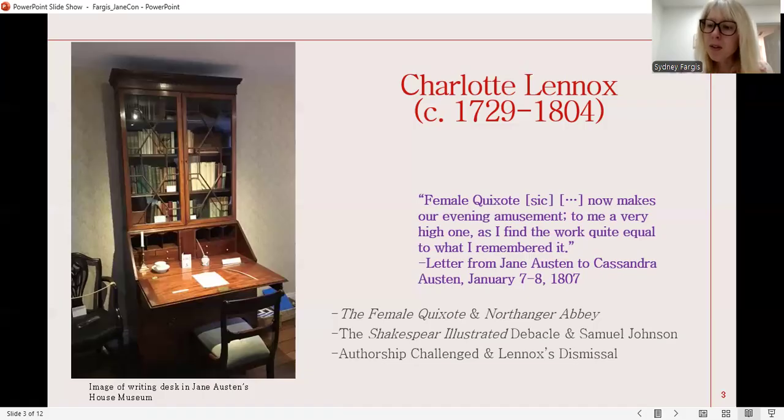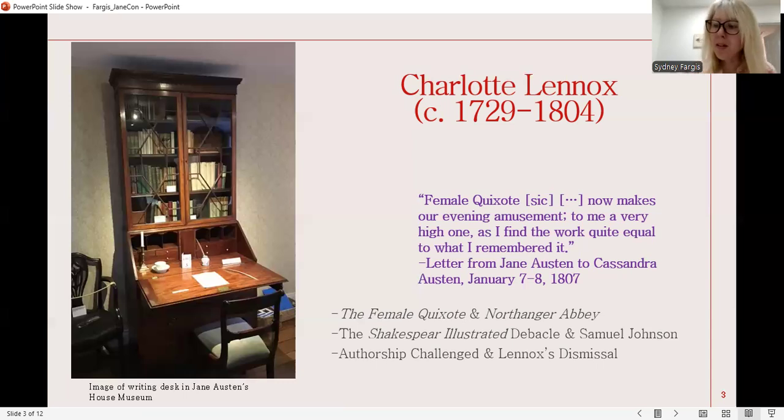But her novel, The Female Quixote, is a unique take on a very well-known, if perhaps not as well read, it is quite the doorstopper, Don Quixote by Cervantes. It would also appear to have gone on to inspire Austen's novel, Northanger Abbey.